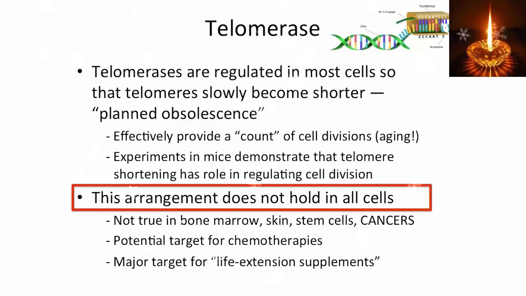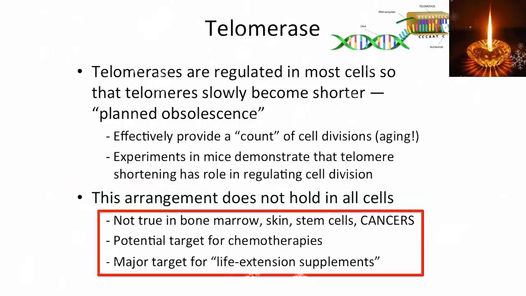In fact, this planned obsolescence doesn't apply in all cells. It's not true, or mostly not true, in bone marrow, skin, stem cells, and especially not true in cancers. In these cells, often telomerase levels are enhanced. The rapid and continued cell division in cancers would result in the telomeres getting shorter. But these cells often have just enough telomerase activity to protect the DNA ends. Knowing how much is right is not clear, but current research efforts are investigating chemotherapies to target telomerase. And telomerase is a major target for life extension supplements.